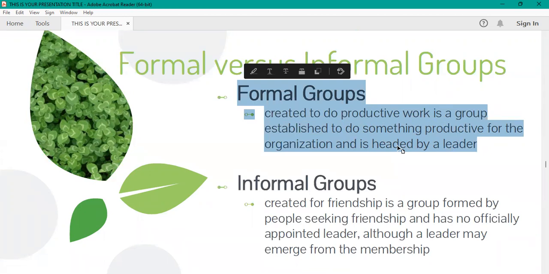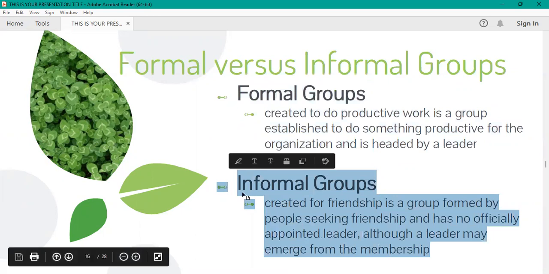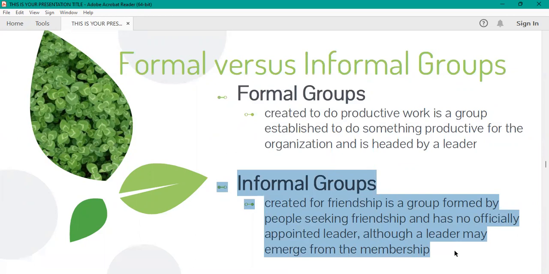Part of a department, part of a team. So that is a formal group. While an informal group is created for friendship. It is a group formed by people seeking friendship and has no officially appointed leader, although a leader may emerge from the membership. An example of an informal group is your barkada in the office.